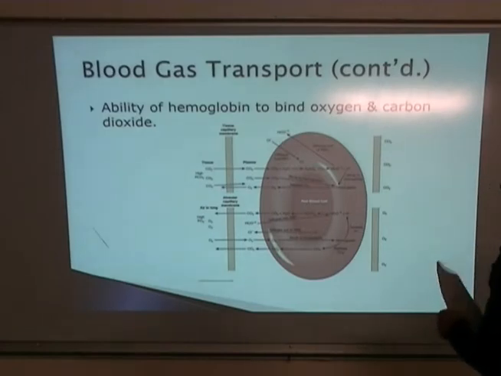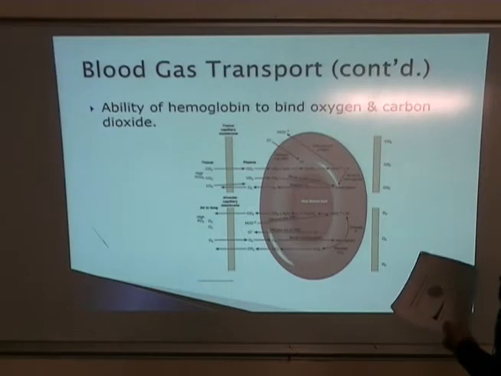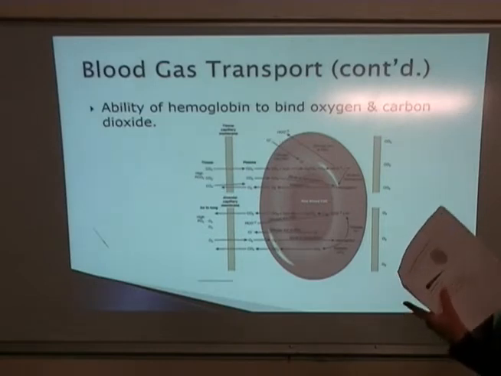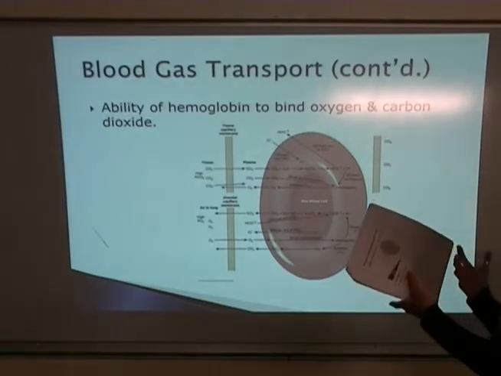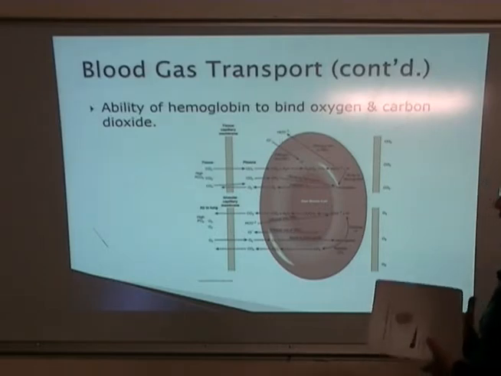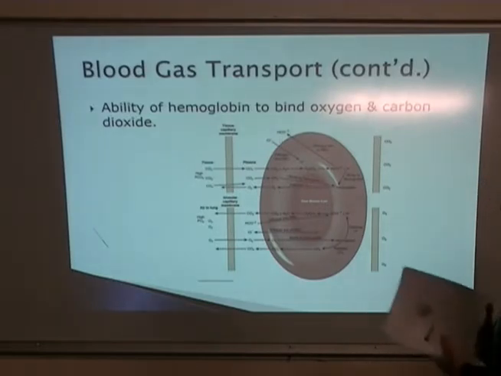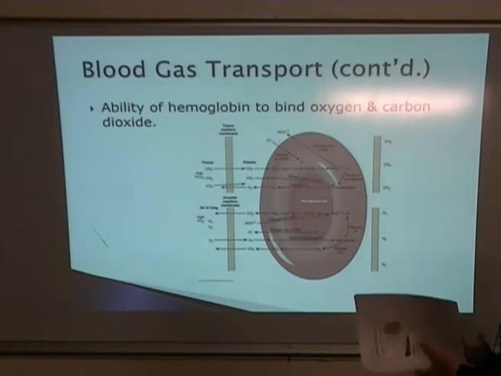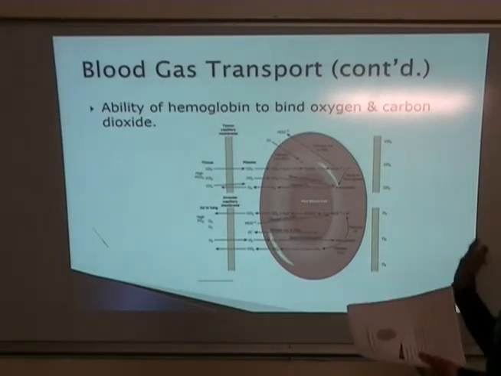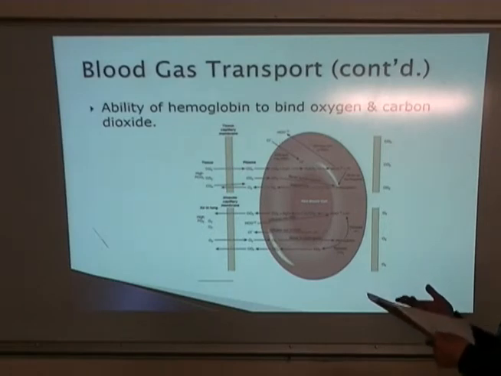Okay? So just before I do that, I want you to remember that we're not just talking about getting oxygen from the lungs down to the muscle tissue. We're also talking about getting the byproduct of aerobic metabolism, carbon dioxide, out of the muscle tissue back to the lungs so that we can breathe it out. Okay?